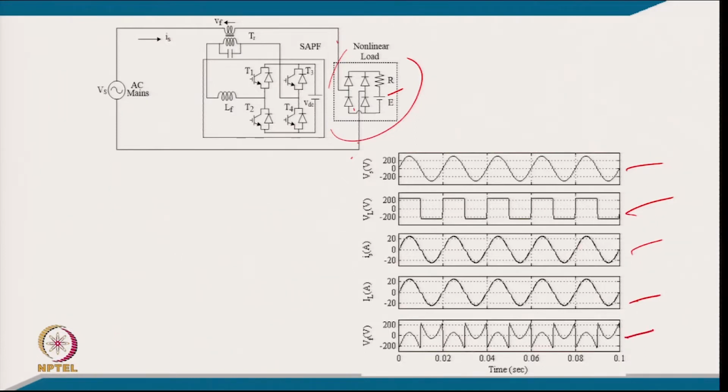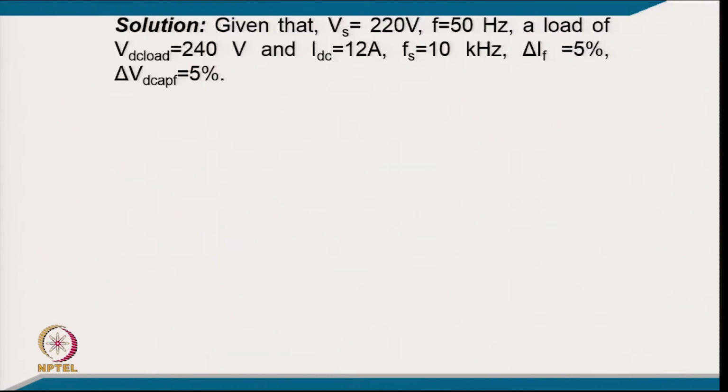So, here we are using a series active filter to eliminate the current harmonics, typically in the source current as well as in the load current, and we are injecting the appropriate voltage. So, a series active filter is used for eliminating the current harmonics, typically in a voltage fed kind of load. So, this is a voltage fed kind of load here also. So, coming to the numerical part of it with the solution.